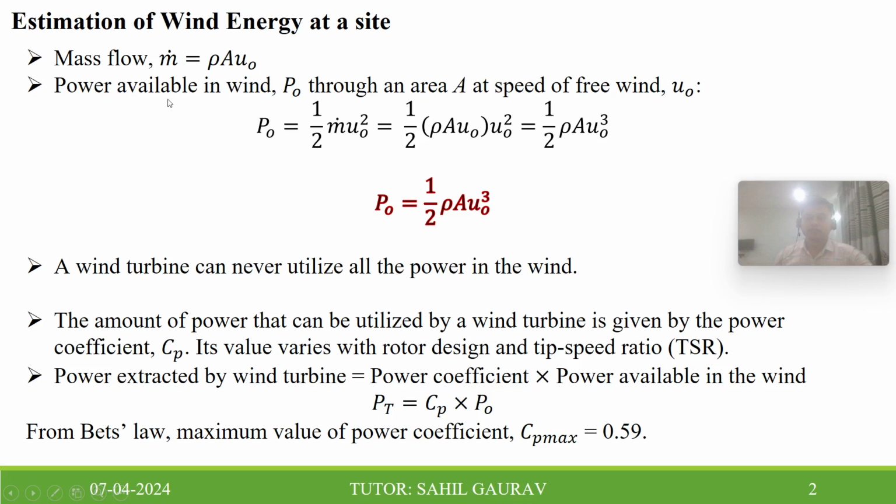So the first thing is how we estimate the wind energy at a site. Here the first term that comes is the mass flow, that is, the mass flow covered by the wind turbine. Here m dot means the derivative of mass with respect to time, and it will be equal to rho A U naught, where rho is the air density.